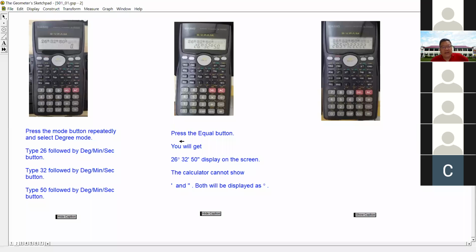Now, what does this represent? This represents 26, 32, 50. And why is it that they put 00 there? Because the calculator doesn't have the minute and second buttons. So they display all as the degree sign there. But actually, you should know it is not only the degree sign. This is the minute and this is the second. So far okay or not?